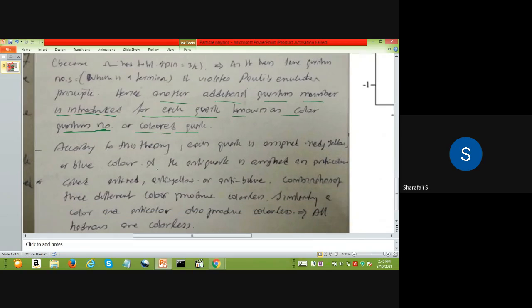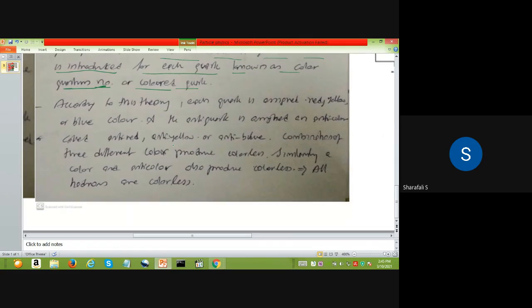So what is this colored quark? According to this theory, each quark is assigned red, yellow, or blue color. So there are 3 colors for each quark: one is red, another is yellow, another is blue. Each quark is assigned one of these colors, and the anti-quarks are assigned anti-colors, called anti-red, anti-yellow, and anti-blue.